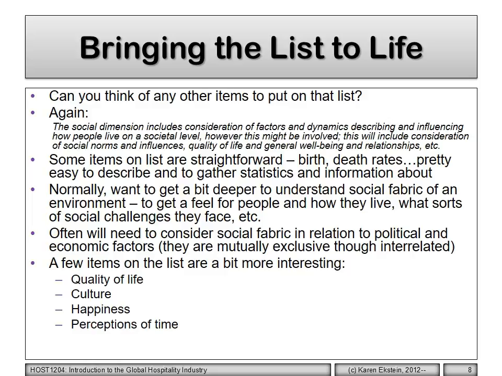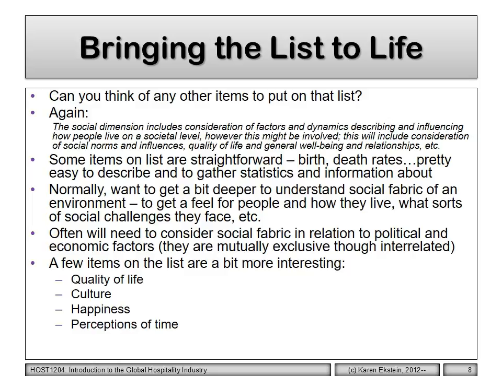We recognize that some of the items on the list are pretty straightforward. The rate at which people are born and die is pretty easy to describe, and we can gather information relatively easily about this. It's readily available from organizations like the World Bank. But normally we want to get a little bit deeper if we're to really understand the social fabric of a particular environment. If we want to really get a feel for the people and how they live, what social challenges they face, etc. So we often might want to consider this in terms of political or economic factors, and we might want to consider this using ways that are untraditional.